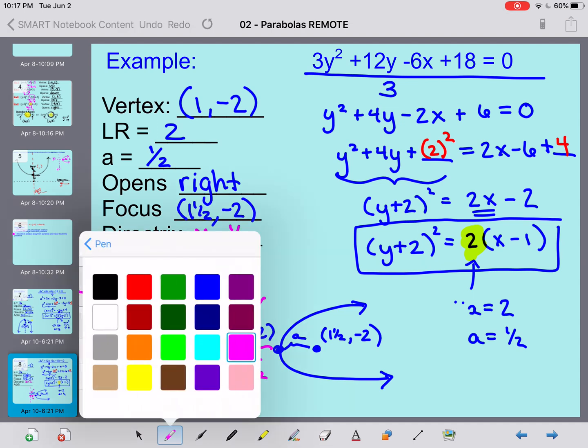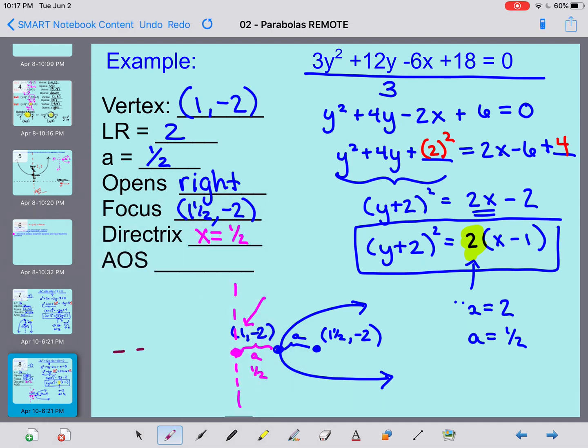The axis of symmetry goes right down the middle of the parabola. So it's y equals, because it's a horizontal line, and that y value, I just look at my y values of my vertex and focus, -2. There you go.